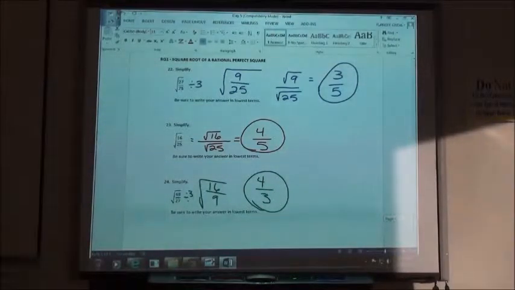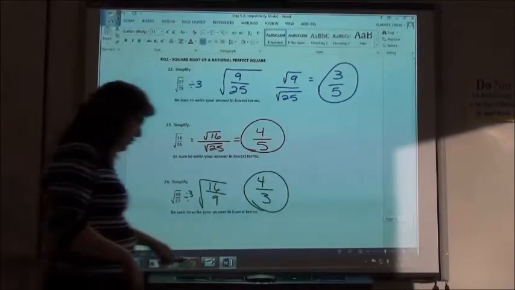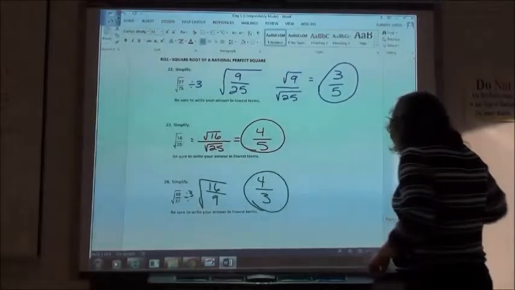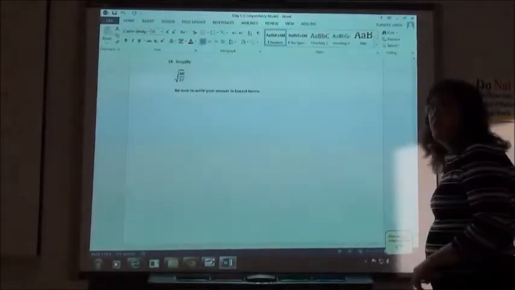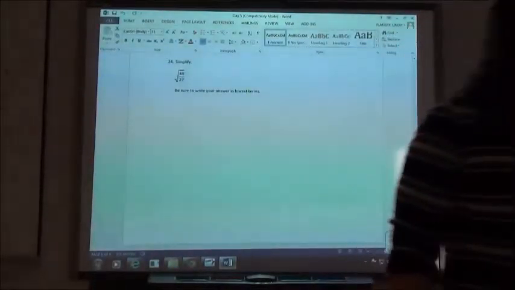They're not going to want the mixed number answer, for those who like to grab their calculators all the time. They'll want the improper fraction answer, 4/3. And that should be the end of everything that's in our review.